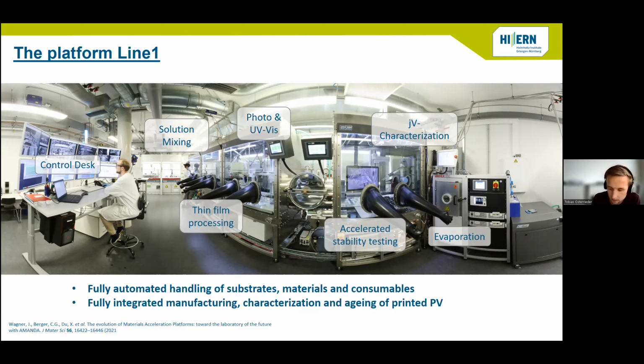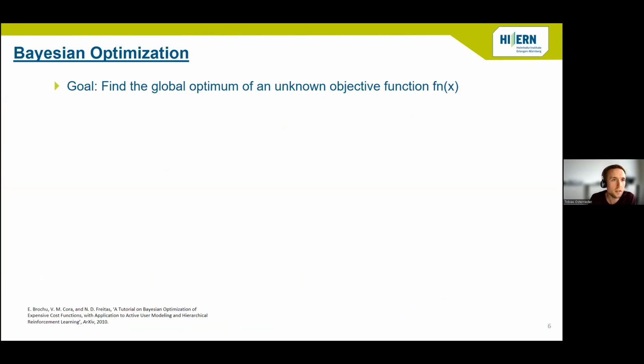And now we combine this with an optimizer. And for our case, we chose a Bayesian optimizer. And the goal is to find the optimum of an unknown objective function. And why did we choose a Bayesian optimizer? Bayesian optimizers are made in a way that they don't use that many samples to achieve their goal, because our solar cells, although we have an automated setup, it still takes time and it's expensive to make them. So we don't want to use too many cells to find our best cell.